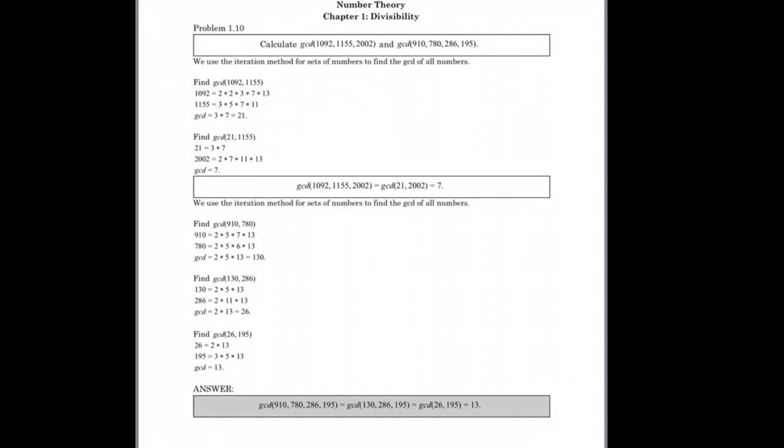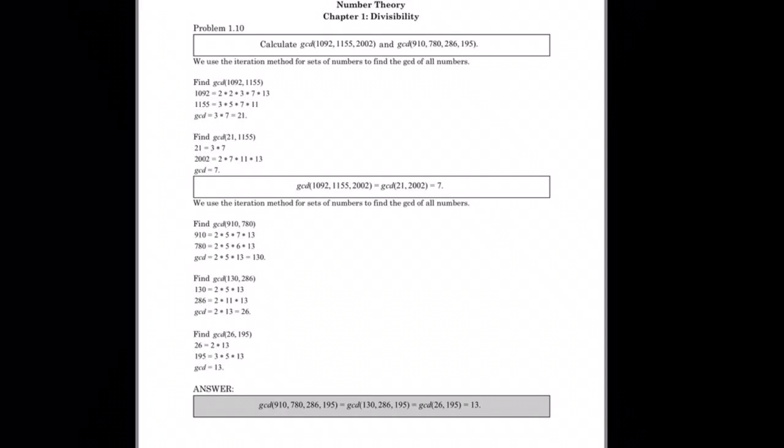Repeating this process for the 4 group numbers here, 910, 780, 286, and 195, start with the 2 numbers on the left. 910 and 780 have a greatest common divisor of 130. Cross off those 2 numbers, find the greatest common divisor of 130 and 286. That would be 2 times 13, or 26. Cross off those 2 numbers, write in 26. Then find the greatest common divisor of 26 and 195, and you'll find that the GCD is 13. That means that the greatest common divisor of these 4 numbers, 910, 780, 286, and 195, is the number 13.